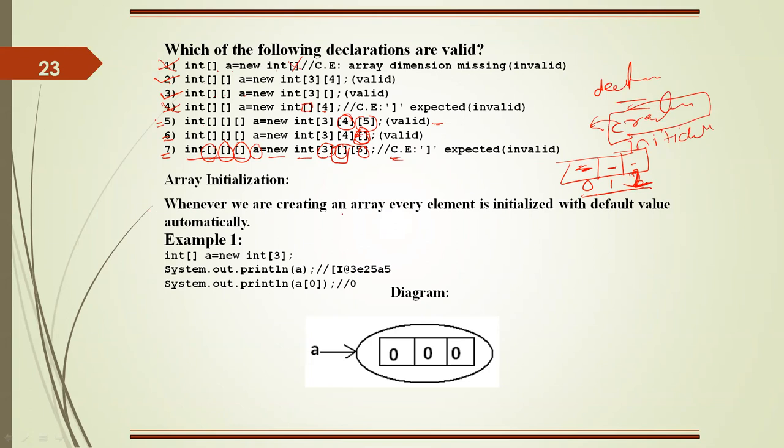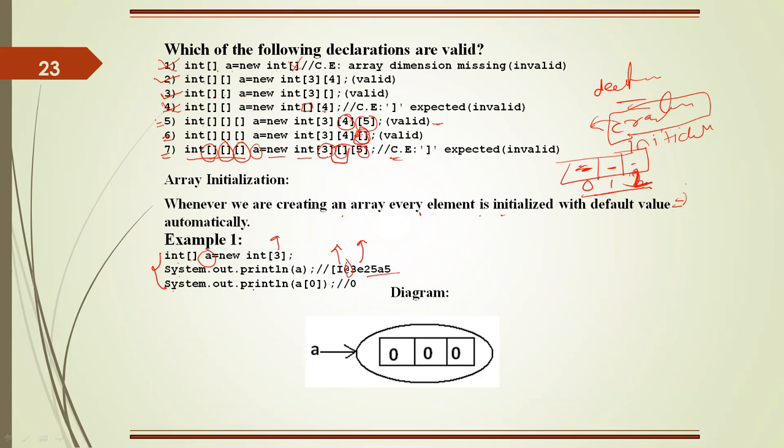Whenever we are creating an array, every element is initialized with the default value. For int, the default value is automatically initialized with zero. Now here you can see int a equals new int 3, size is 3, we created the size. If you print this, it will print the object. First is the class name and array, then a hexadecimal number it will print.